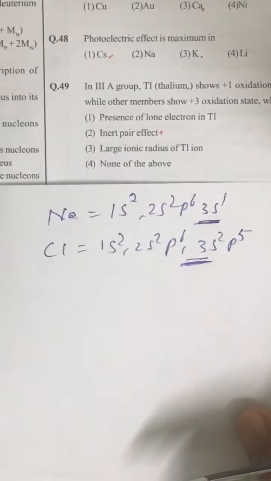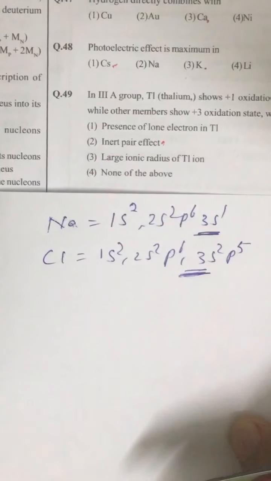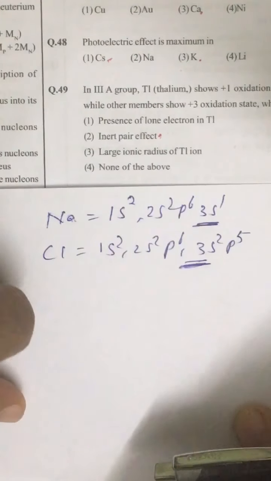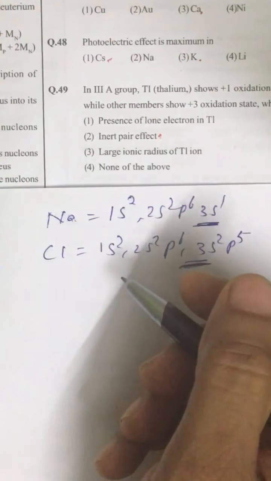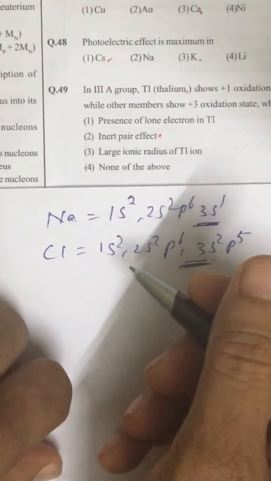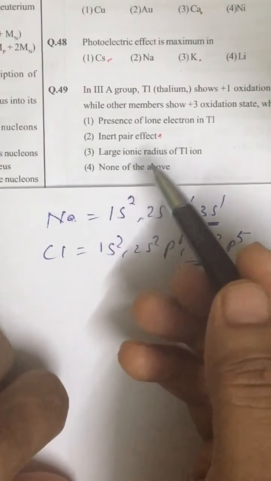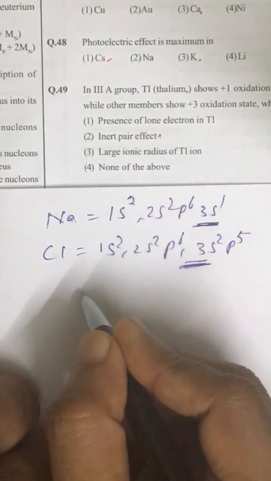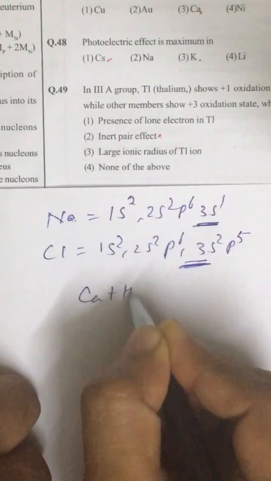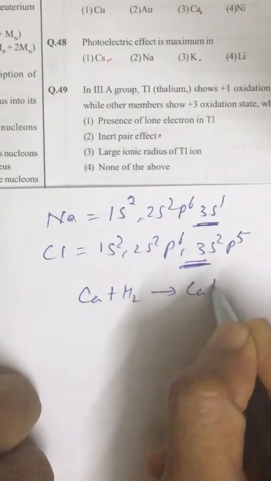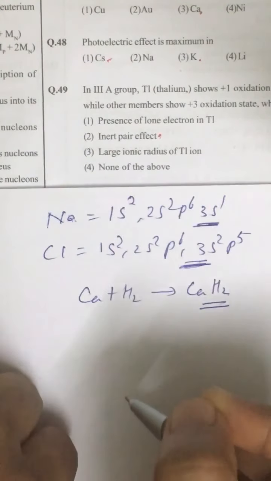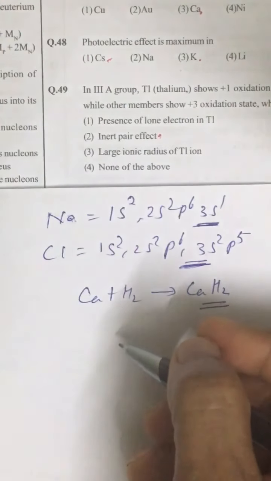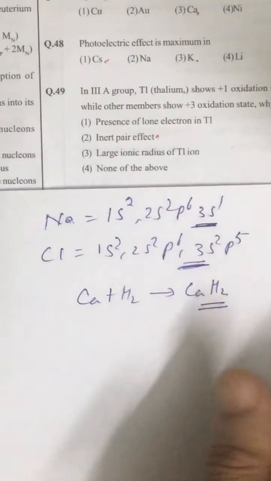Look at question number 47. Hydrogen directly combines with the second group members, except beryllium. All the members combine with hydrogen directly, like calcium. Calcium combined with hydrogen gives calcium hydride, which is called hydrolith. Copper, gold and nickel do not combine with hydrogen directly.